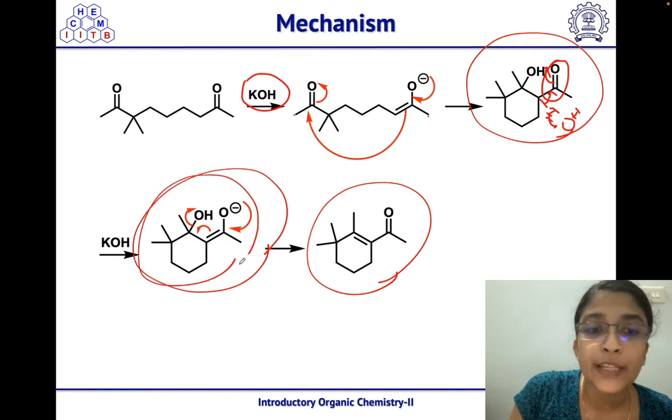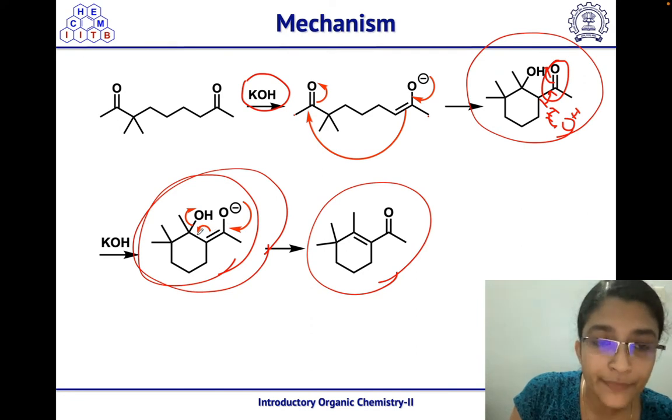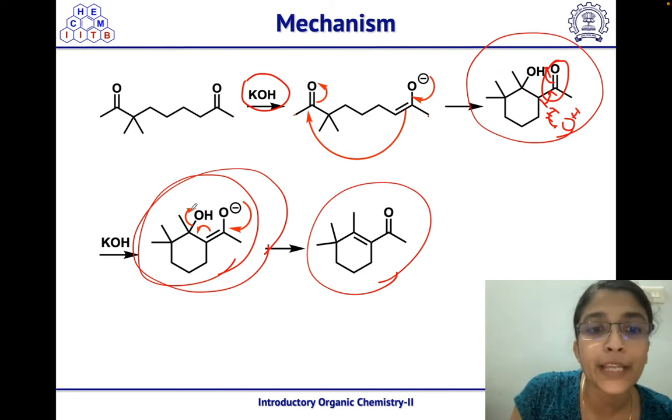So, this enolate will be forming, and that enolate will fall back. Then this double bond will shift in this fashion, and this hydroxyl group will be eliminated. So, we will get this condensation product.